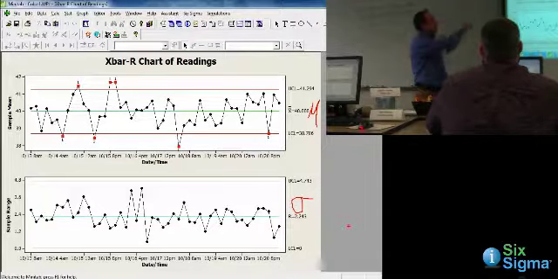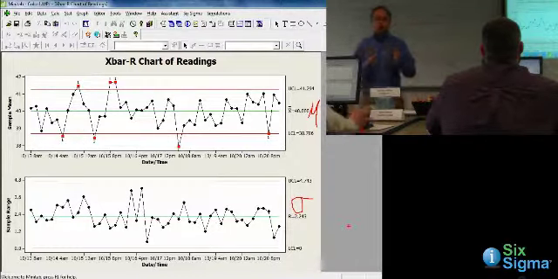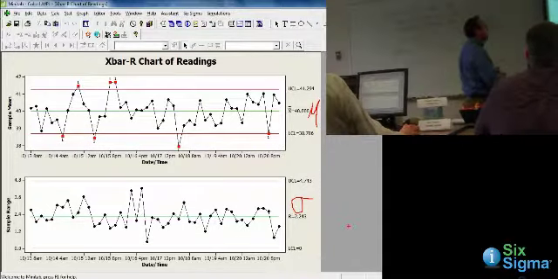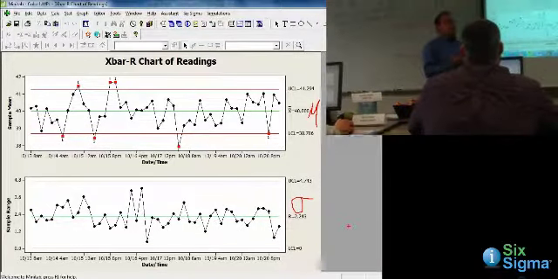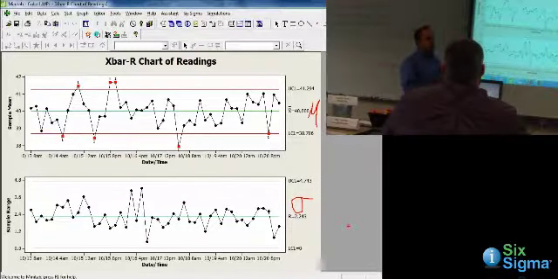No. There is something systematically happening in the process that's making your process go out of control. And then here's where you need to do some investigation. What is causing the process to go out of control? Is it raw materials? Is my operator changing the parameters of the machine? We need to do some investigation and figure out what is causing these means to go outside the control limits.